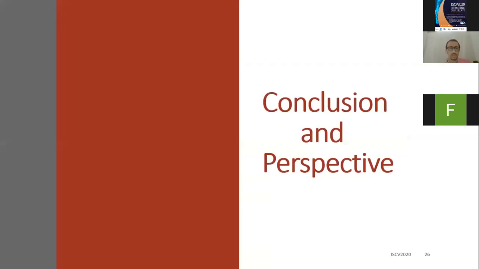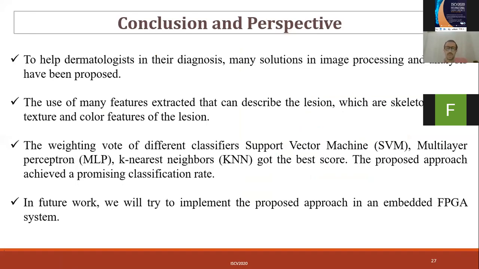As a conclusion, to help dermatologists in their diagnosis, many solutions in image processing and analysis have been proposed. The use of many features like skeleton shape, texture, and color features will improve the accuracy. And the weighting vote of different classifiers like support vector machine, multilayer perceptron, and k-nearest neighbor got a higher score. In future work, we'll try to implement the proposed approach in an embedded system like the FPGA system.